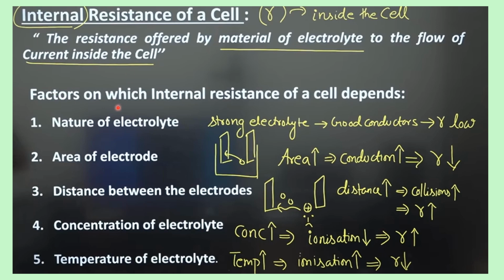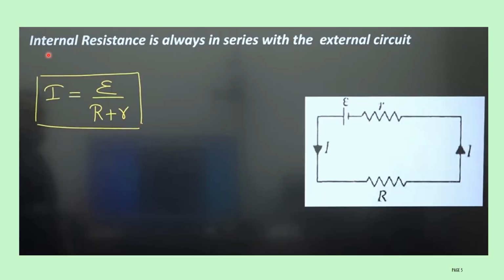This is a very important point about the factors on which the internal resistance of a cell depends; you have to remember this. Internal resistance is always in series with the external circuit. This is the internal resistance r, present inside the cell. It is connected in series with the external resistance R. Therefore the current in the circuit is equal to E divided by R plus r, the sum of the two resistors.